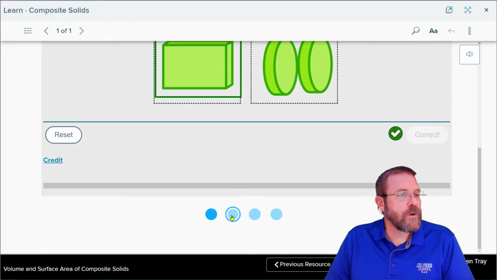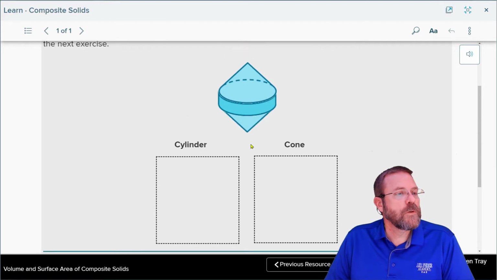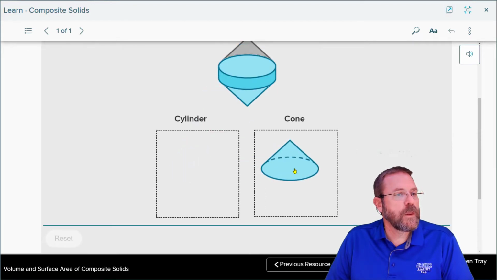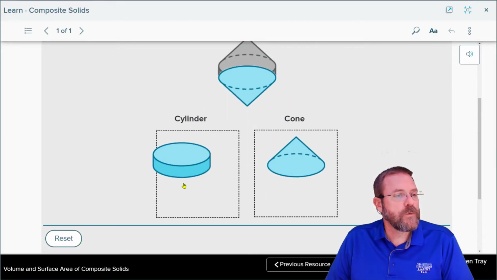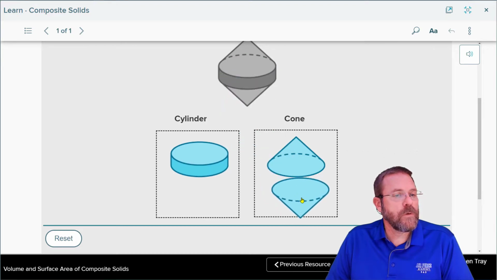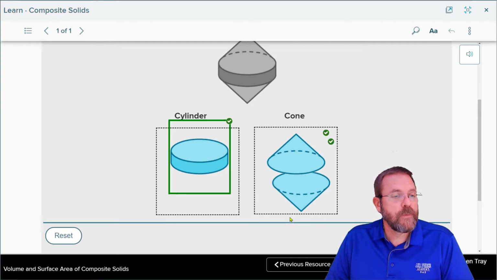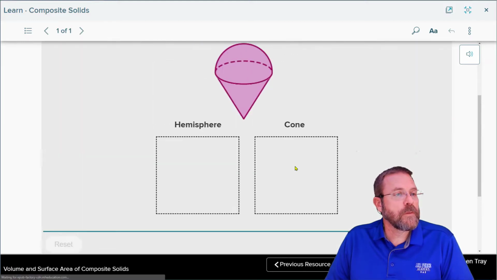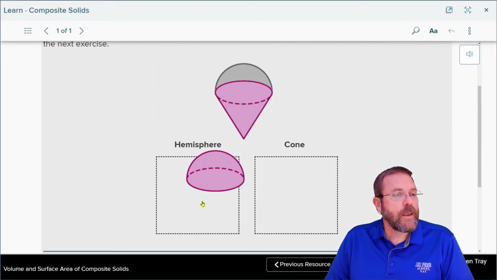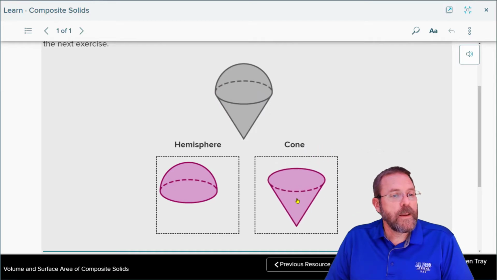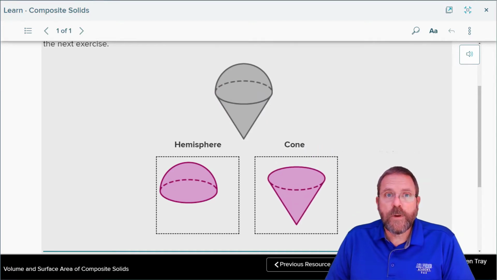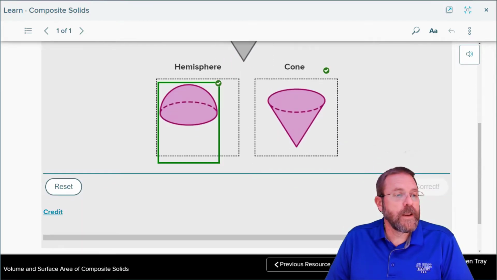Yep, that part's good. Next thing we're going to do is say, what is this thing made up of? Well, we have a cone, we have a cylinder, and we have another cone that makes up that. So if we wanted to find the volume of that, we'd have to find the volume of the cylinder and both of the cones. That one's good. Now we're going to check the next one. We have a hemisphere and a cone. The volume of that would be to find the volume of those two pieces and add them up.